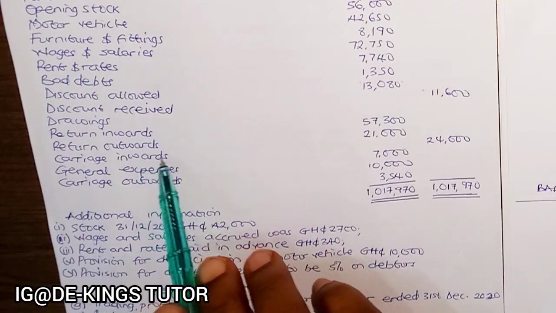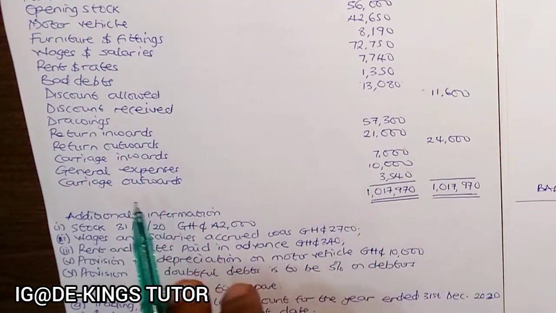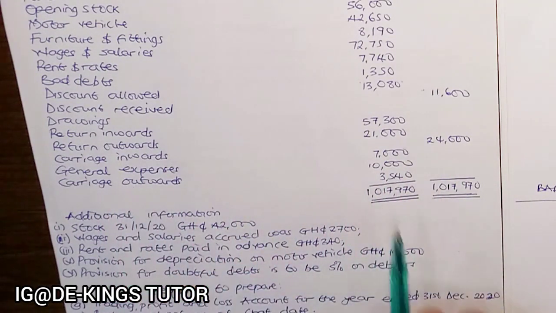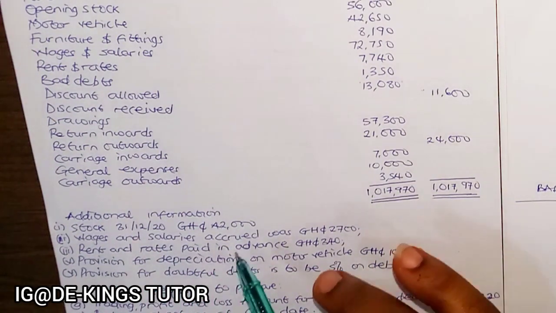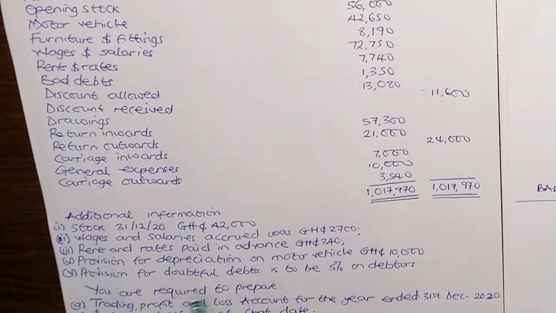57,300, return inward 21,000 Ghana cedis, return outward 24,000, carriage inward 7,000, general expenses 10,000, carriage outward 3,550. And the additional information are: the stock at 31st December 2020, 42,000 Ghana cedis; wages and salary accrued was 2,700 cedis; rent and rates paid in advance 340; provision for depreciation on motor vehicle 10,000; and provision for doubtful debt is to be 5% on debtors.